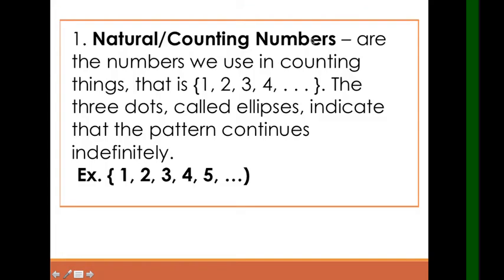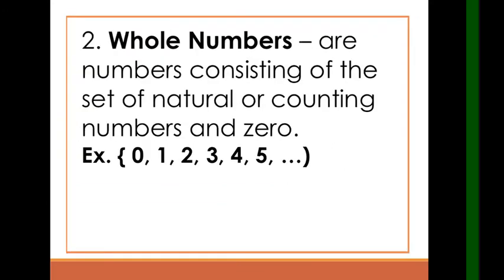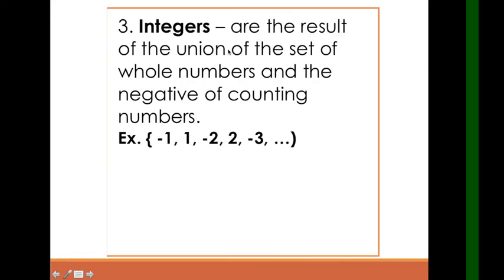Now, kapag sabing natural counting numbers, are numbers we use in counting things. That is 1, 2, 3, 4, and so on. The three dots are ellipses. Itong three dots na to, ang tawag dyan ellipses. Indicate that the pattern continues indefinitely or unending. So 1, 2, 3, 4, 5, and so on is an example of counting numbers. Kapag ang counting numbers ay nilagyan mo ng zero sa unahan, that is what we call whole numbers.